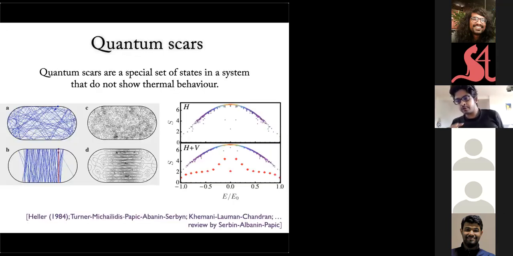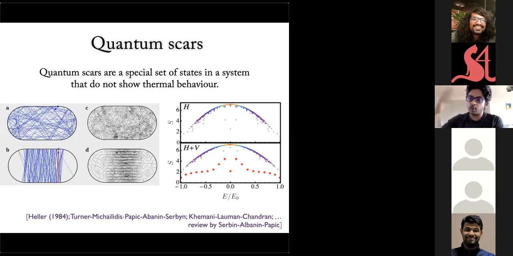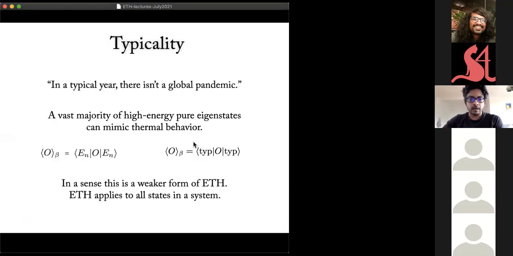Yeah. So the defining feature comes about by looking at some quantities. For example, you look at the entanglement entropy. For highly excited states, they obey the volume law. But clearly, quantum scars have much lesser entanglement compared to most of the states. So that's one defining feature. Another defining feature is that if you choose some observable, this relation is not going to be obeyed by the quantum scars.